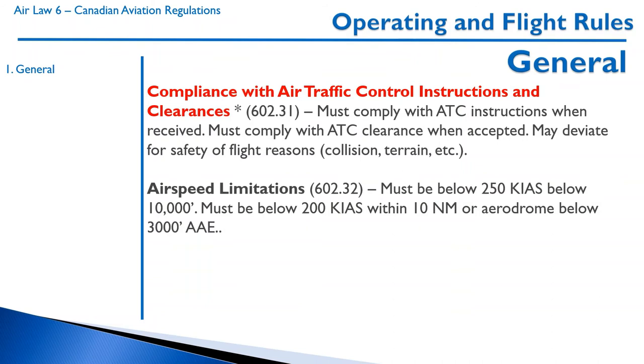Here's a question that will come up quite often: compliance with air traffic control instructions and clearances. We'll talk about this a bit more in a subsequent lesson, but you have to comply with an air traffic control instruction when it's received, and you have to comply with an air traffic control clearance when accepted. An instruction is when they tell you to do something, like maintain runway heading or climb to 3,000 feet. That's an instruction, you have to do it. A clearance is something like cleared for takeoff or cleared to land, and you have to comply when you accept that. We'll discuss this a bit later. You generally have to follow this unless there is a safety of flight reason.